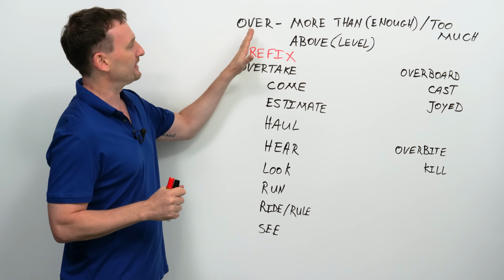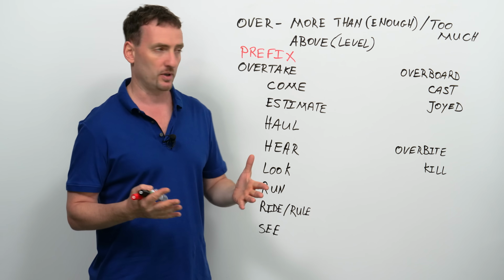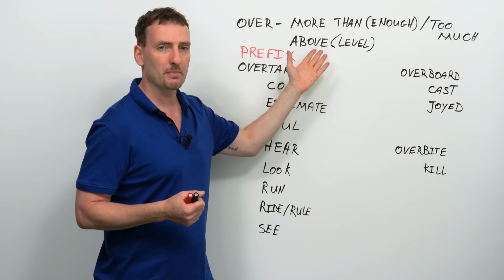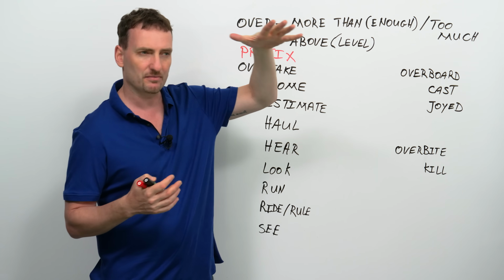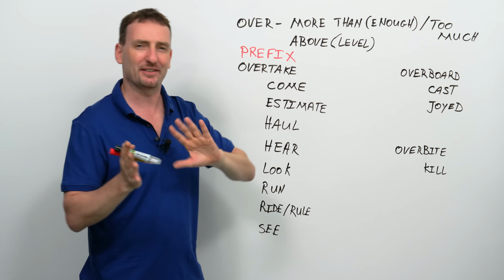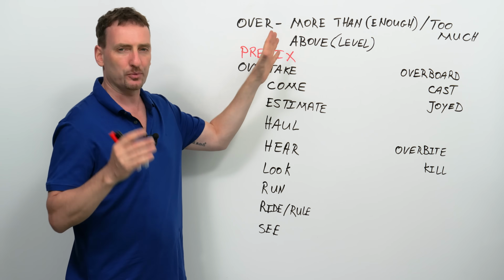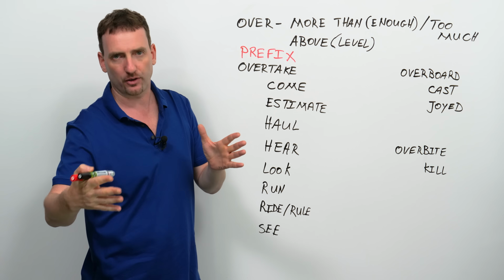So what we're going to look at is the word over. Now, the word over is a preposition, okay, and it means more than or too much, or more commonly, when we're talking about position or location, it's like above. So it's over something. Above and over are a little bit different. There's a separate video for that as well. So what we're going to look at is what happens when we join the word over with another word.